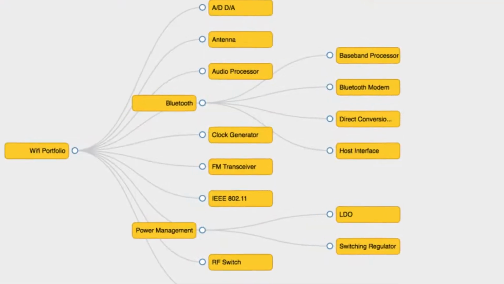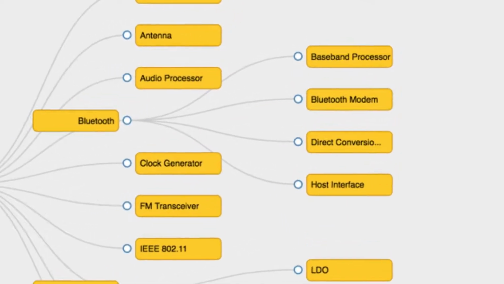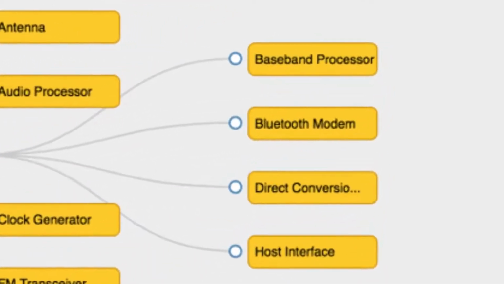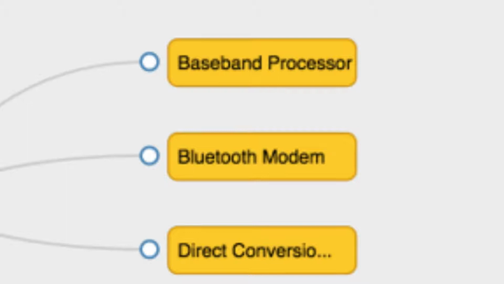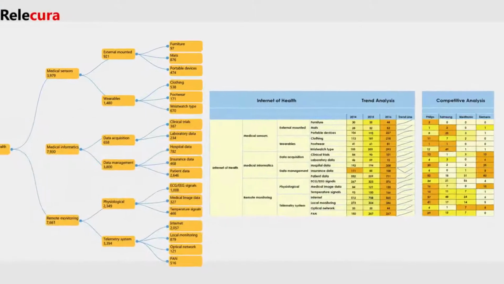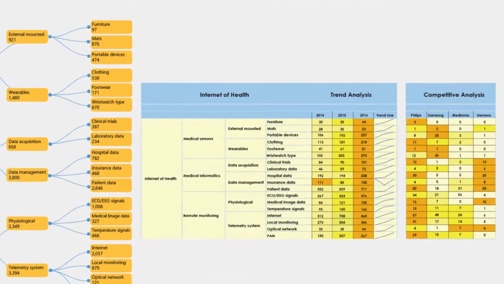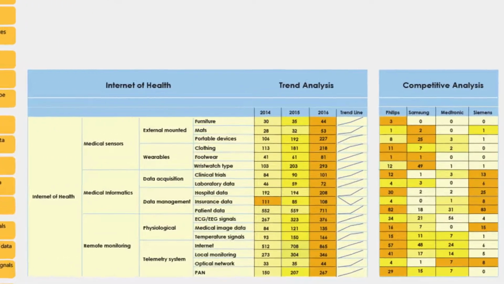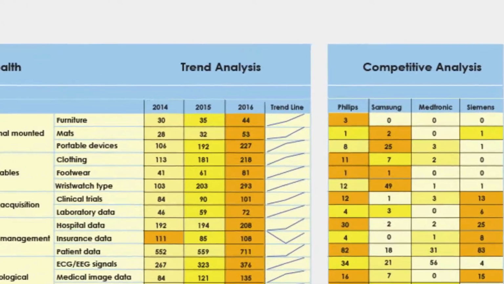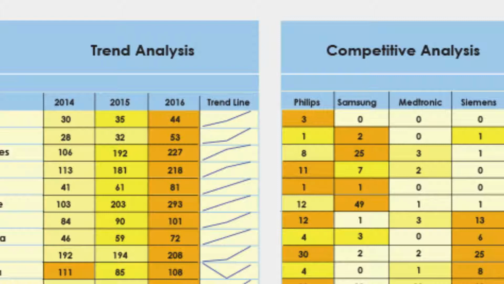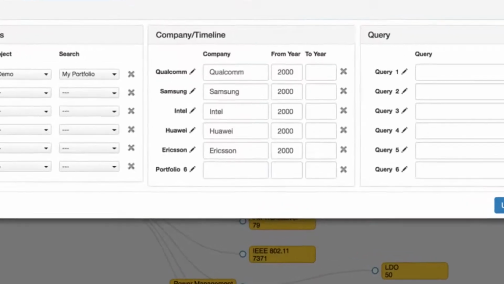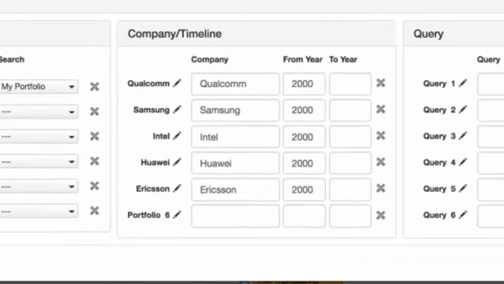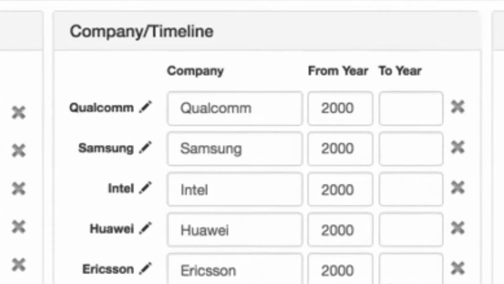Each node in the dynamic taxonomy is not just a list of documents, but a specification of a category. You can export the statistics into an Excel file for a quick analysis of competitors and trends. You can also map the portfolios of your competitors to see how you fare against them.